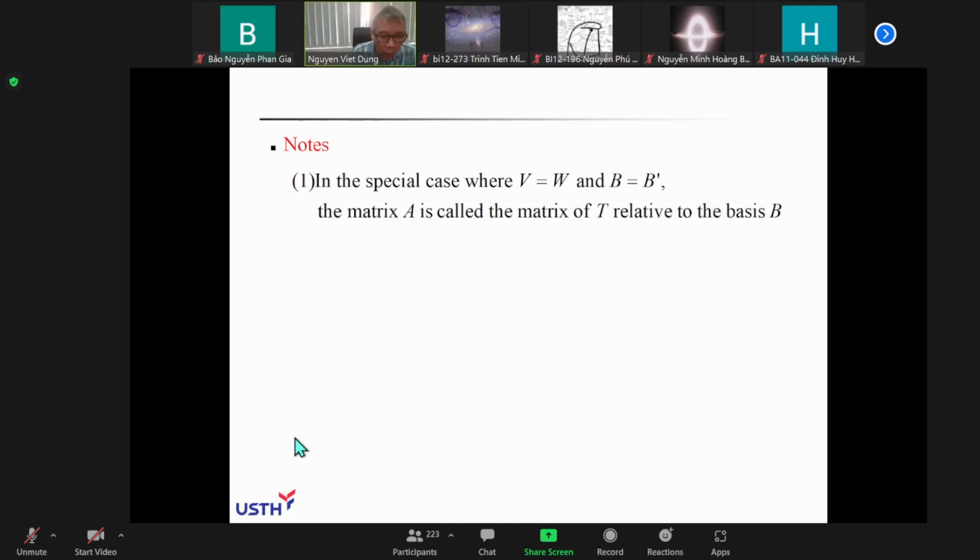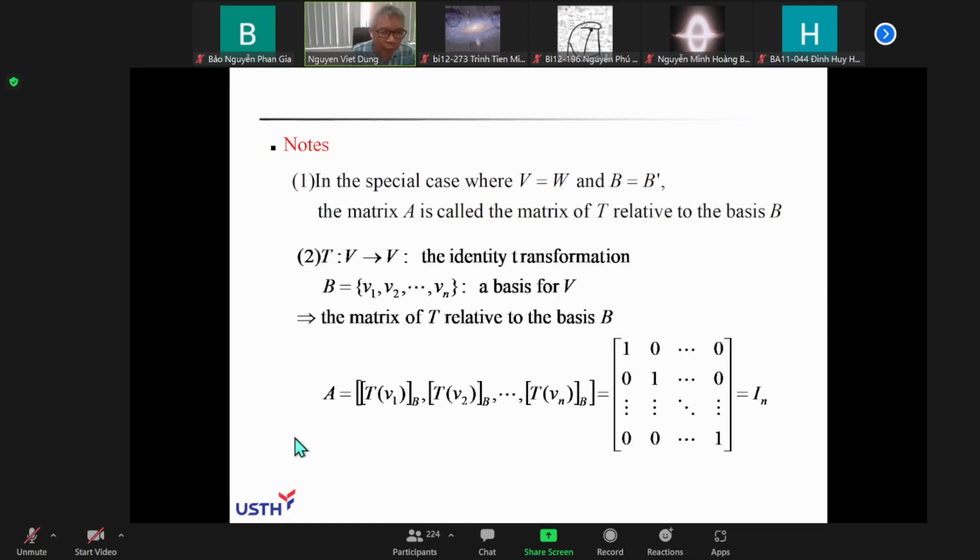But more concretely, if you consider the special case where T is the identity transformation, then you can choose any basis for V. The matrix of T relative to any basis B is always the identity matrix. You can verify it by yourself. You can calculate T of V1, T of V2, and T of Vn. It always gives the same result, so you put them together, you get the identity.